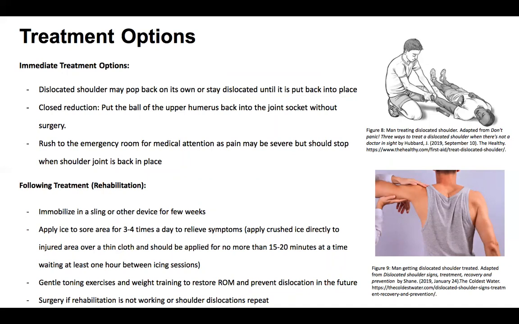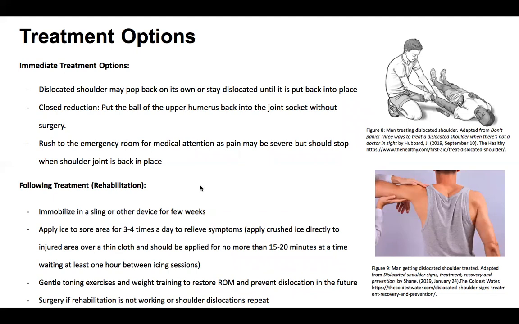For following treatment or rehabilitation, you can immobilize in a sling or other device for a few weeks. You could also apply ice to the sore area 3 to 4 times a day to relieve some symptoms. But instead of applying ice directly to your skin, you should apply crushed ice to the injured area over a thin cloth, for no more than 15 to 20 minutes at a time, waiting at least 1 hour between icing sessions.